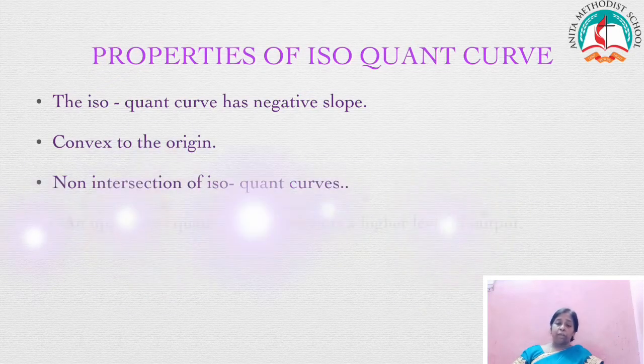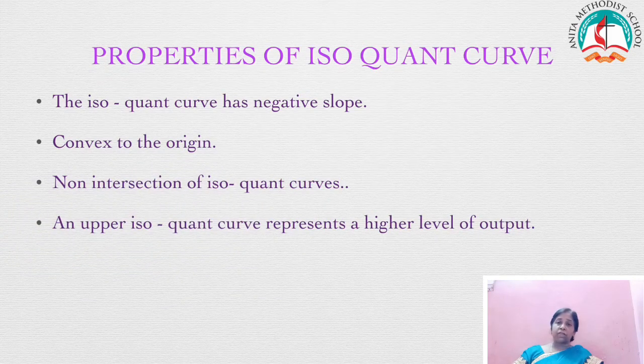The fourth property is that an upper isoquant curve represents a higher level of output. It means if a higher isoquant shows higher output, then the lower isoquant shows lower output. For the upper isoquant curve, we use more factors than for the lower isoquant curve.